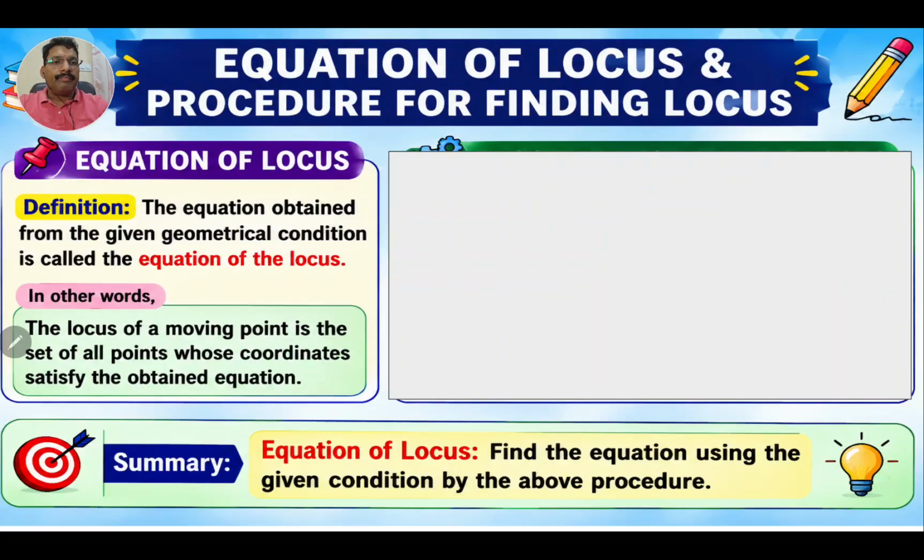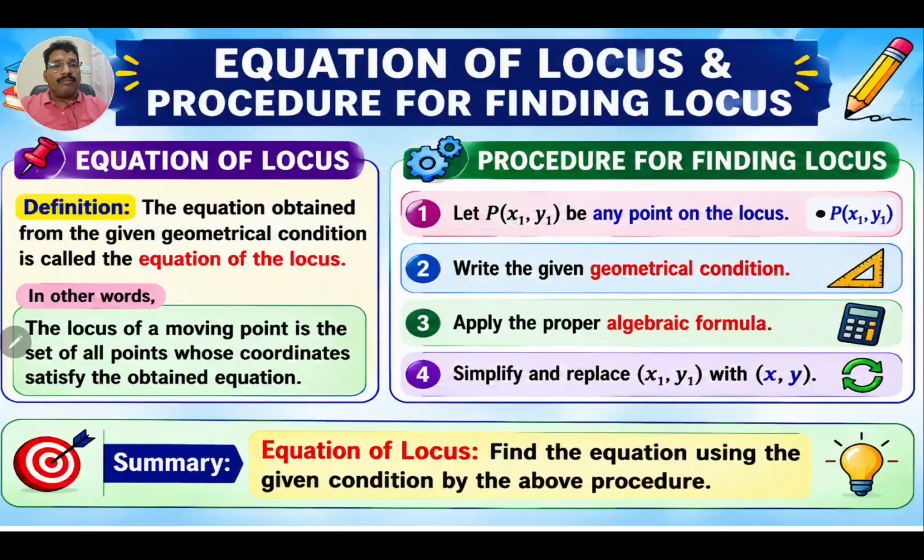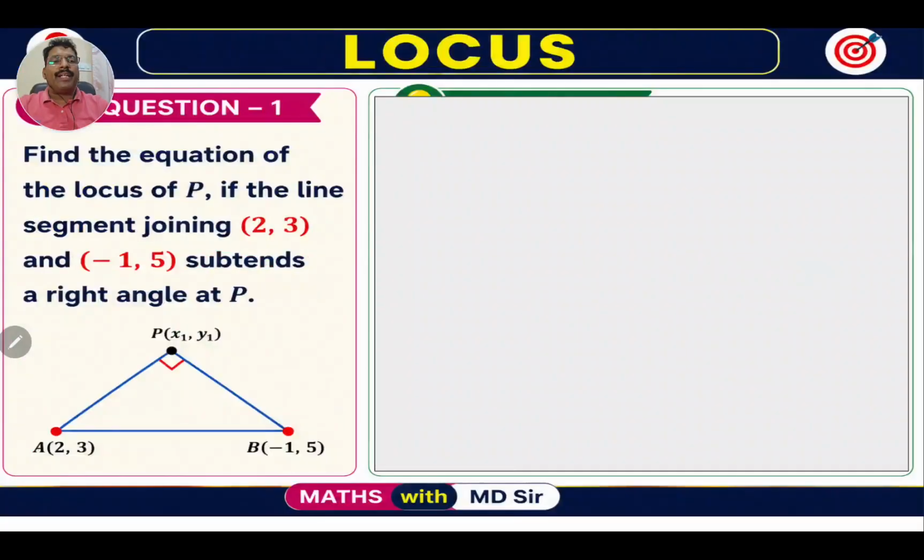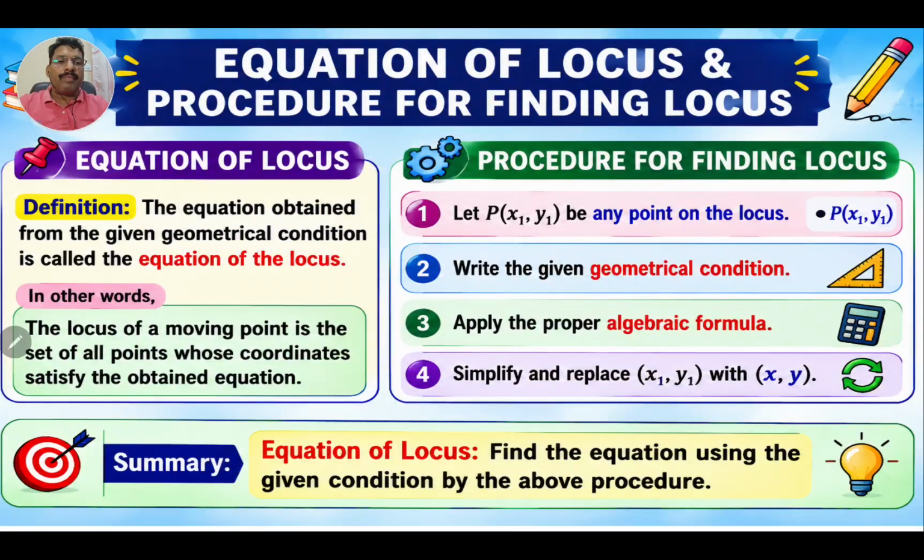Next, the procedure for finding a locus. How to find a locus? There are 4 points, and we should remember all 4. First point: let P(x1, y1) be any point on the locus. Second, write the given geometrical condition. Third, apply the proper algebraic formula. Fourth, simplify and replace x1, y1 with x, y. If you remember these 4 points, you can answer any question in this locus chapter. We will see one example next.